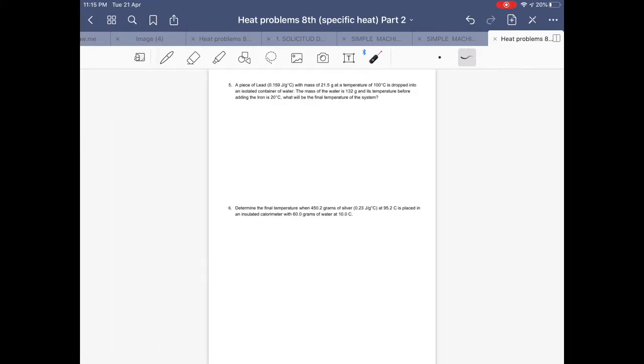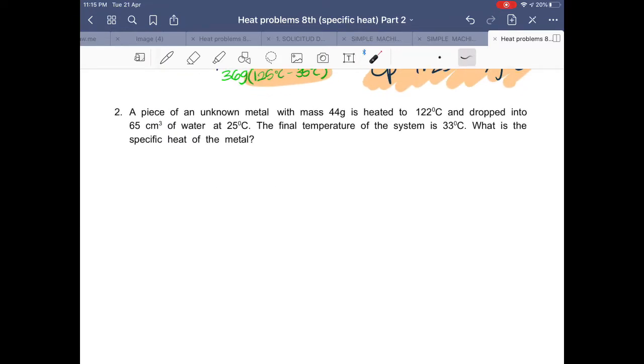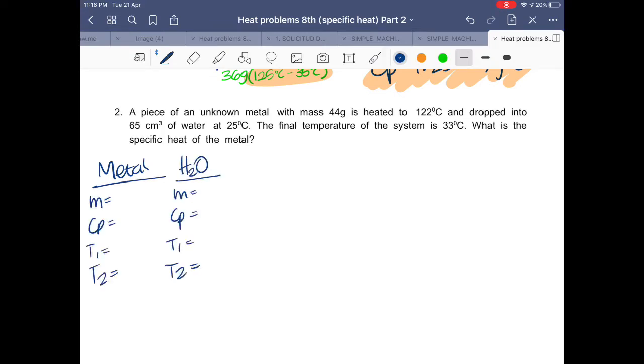Okay? Now let's do problem number 2 as another example. A piece of an unknown metal with mass of 44 grams is heated to 122 degrees Celsius and dropped into 65 cubic centimeters of water at 25 degrees Celsius. The final temperature of the system is 33 degrees Celsius. What is the specific heat of the metal? So we have the metal and we have water. We have 44 grams of the metal.